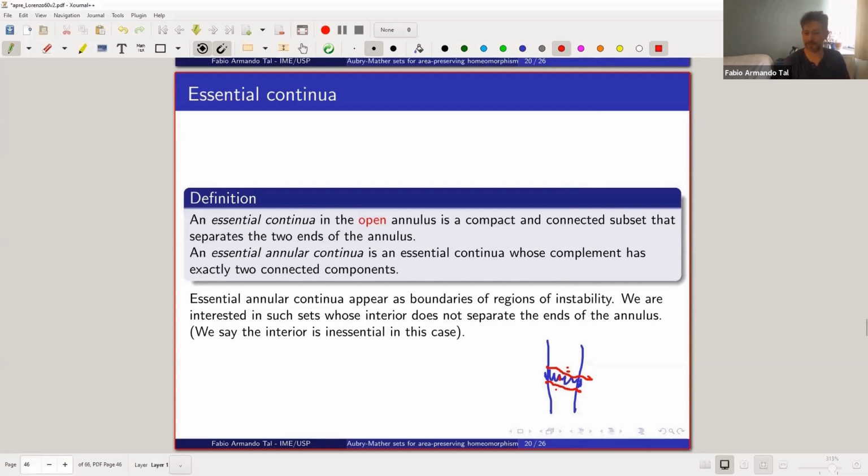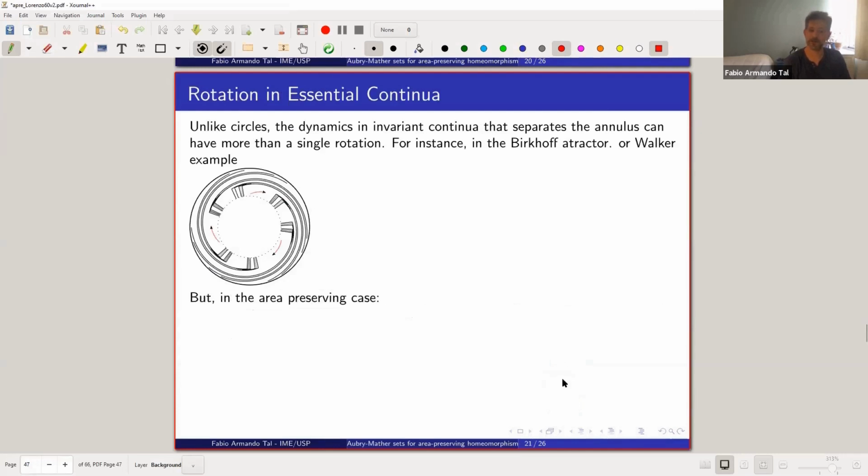And we already treated what's happening inside the regions of instability. We need to discuss a little bit what happens in essential continua. The thing is, essential continua can support more than a single rotation number. If you look at an essential continuum in the annulus, with just any dynamics on the annulus, the fact that you have an essential continuum which does not have interior does not guarantee that every object in that continuum is going to have the same rotation set. There are several different examples. For instance, the Birkhoff attractor. Has anyone ever seen this? It's an attractor that has a rotation interval. It doesn't have a single rotation number.